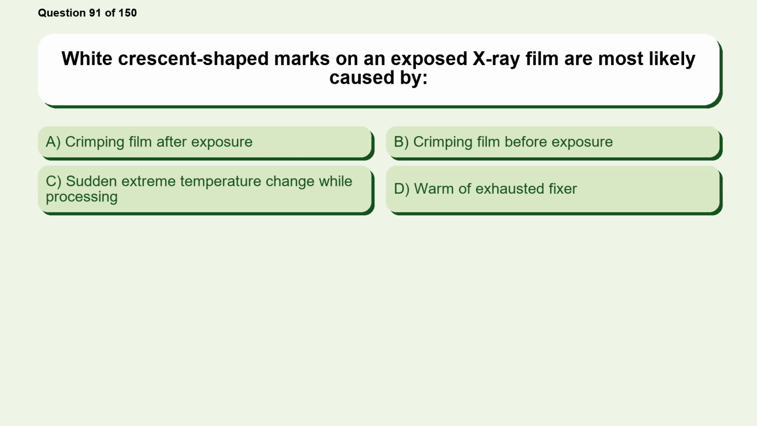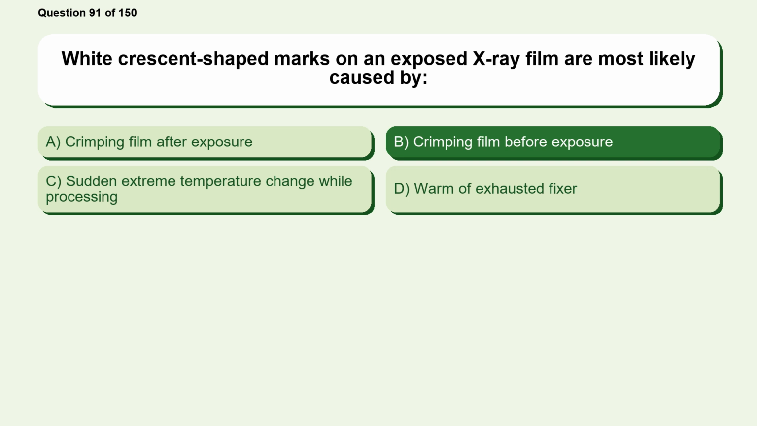Question 91. White crescent-shaped marks on an exposed X-ray film are most likely caused by Option A, crimping film after exposure. Option B, crimping film before exposure. Option C, sudden extreme temperature change while processing. Option D, a warm or exhausted fixer. The correct answer is option B, crimping film before exposure.